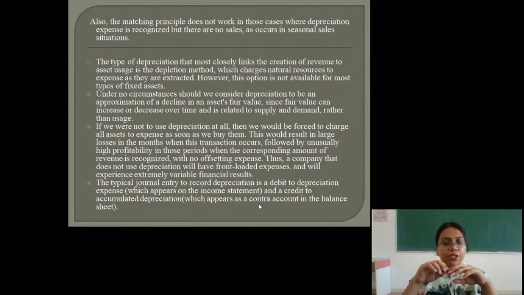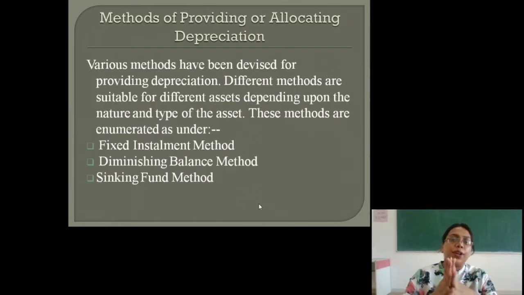Thus, a company that does not use depreciation will have front-loaded expenses and will experience extremely variable financial results. The typical journal entry to record depreciation is a debit to depreciation expense and a credit to accumulated depreciation, which appears as a contra account in the balance sheet. So the journal entry for recording depreciation is: we debit the depreciation expense and credit the accumulated depreciation. So this was the rationale of depreciation.